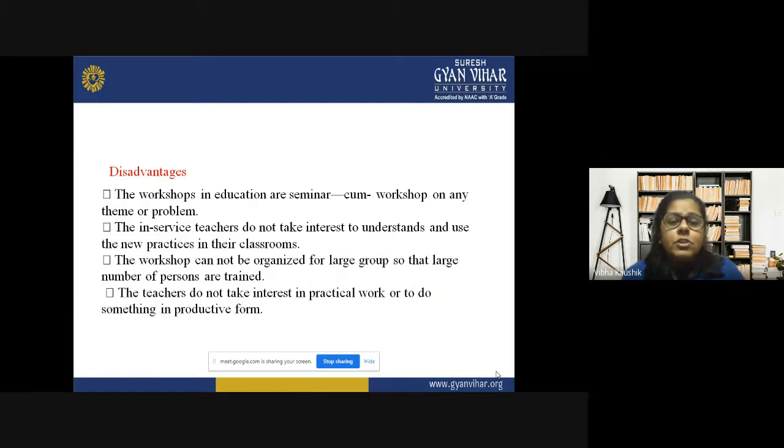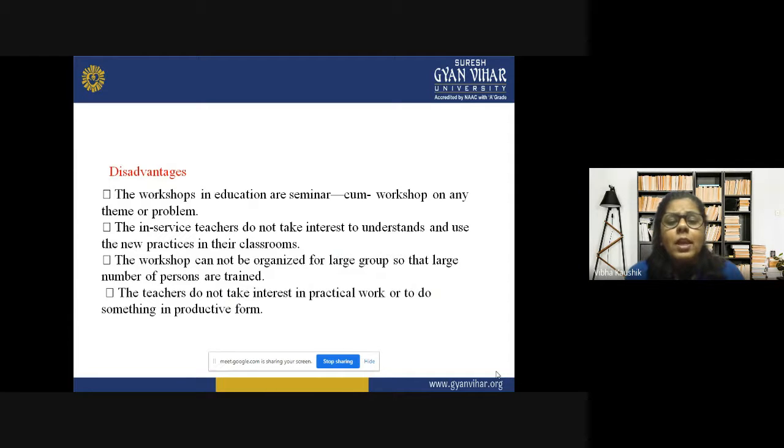The in-service teachers do not take interest to understand and use the new practices in their classrooms. Means they don't want to take part in the workshops that have been organized for making them learn the new practices and the new methods of teaching that they can apply in their classroom. So they are not interested in attending those workshops.